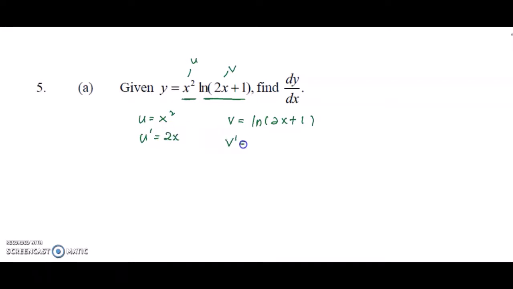And the v prime is, how do you differentiate log? Differentiate any function log g(x). Alright. You are going to differentiate the g(x), get your g prime x first, and then divided by the g(x). Alright, this is the formula to differentiate log. So now my g(x) will be 2x plus 1 compared to the formula. So you differentiate the 2x plus 1 first, you got 2, and then divided by 2x plus 1. This is your v prime.